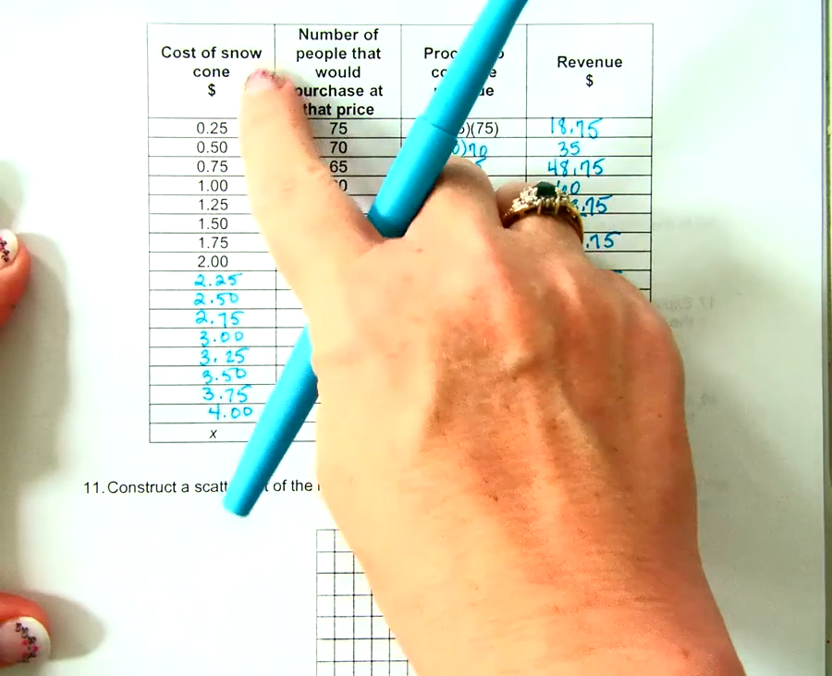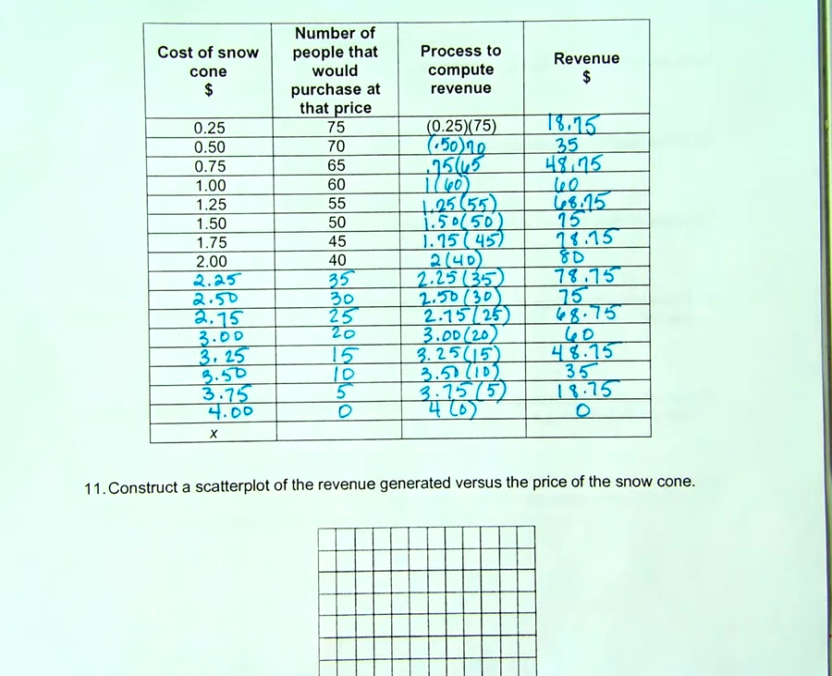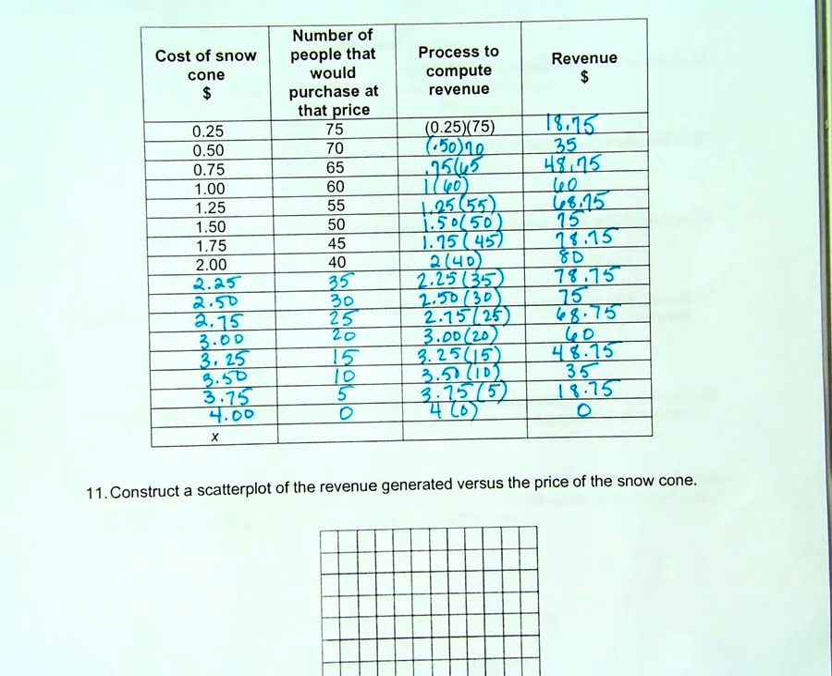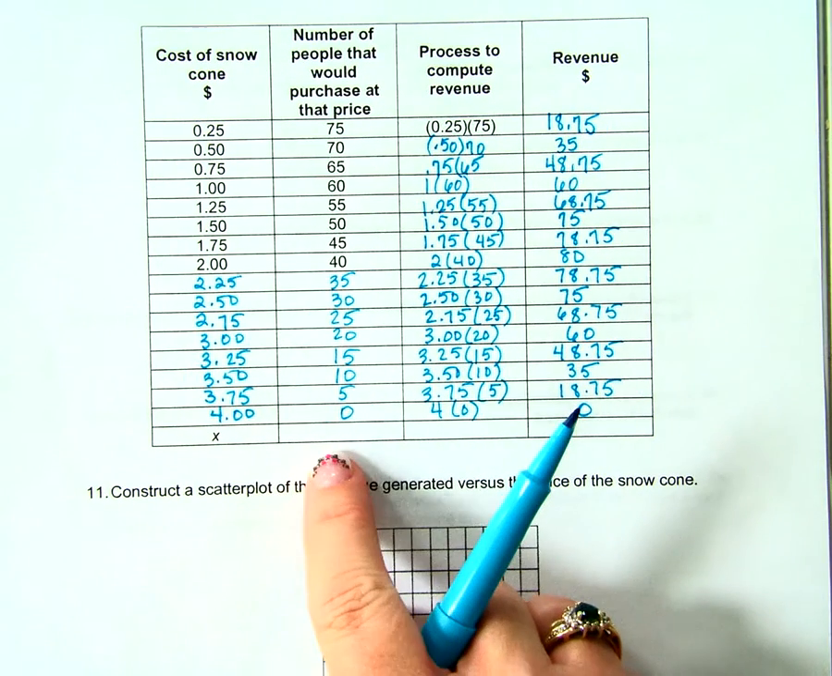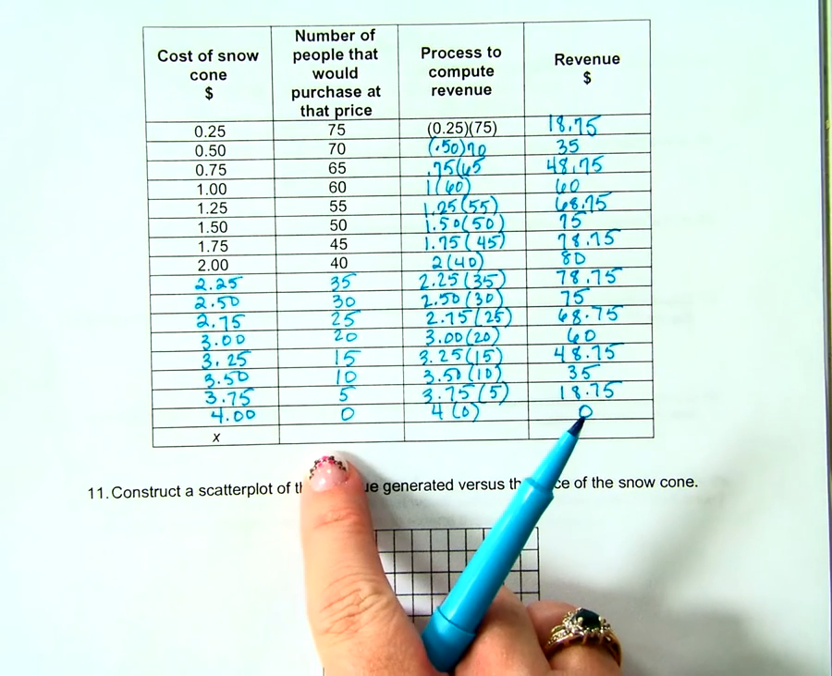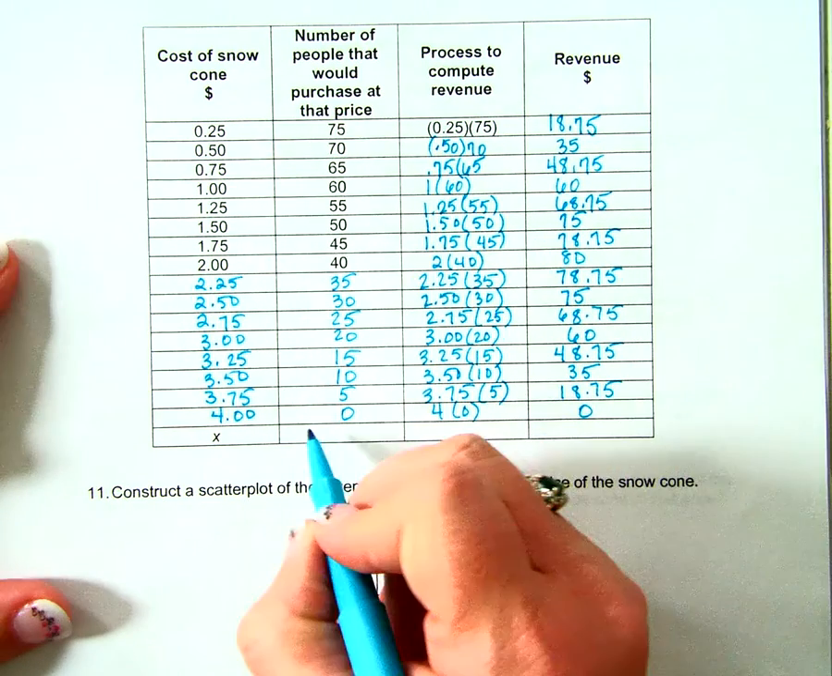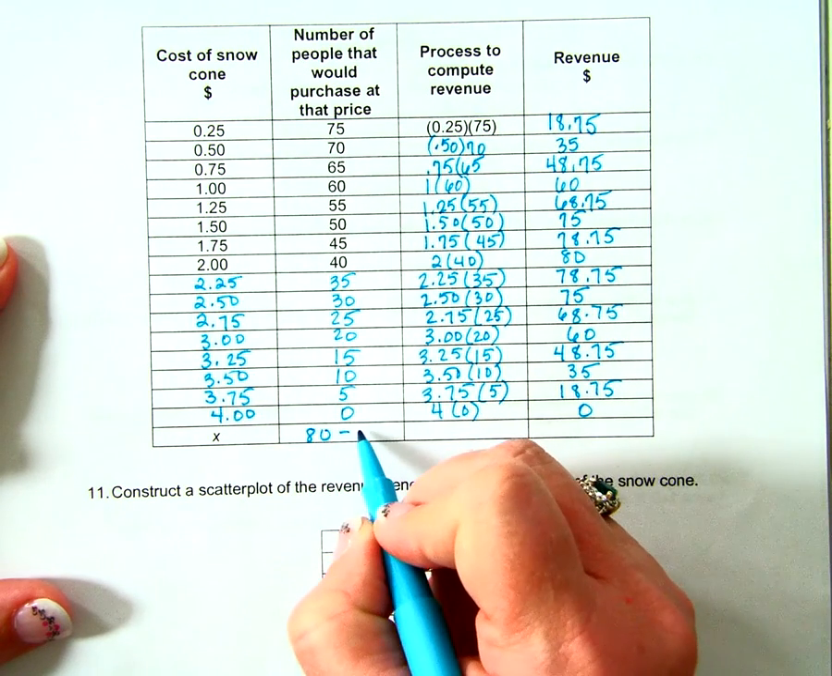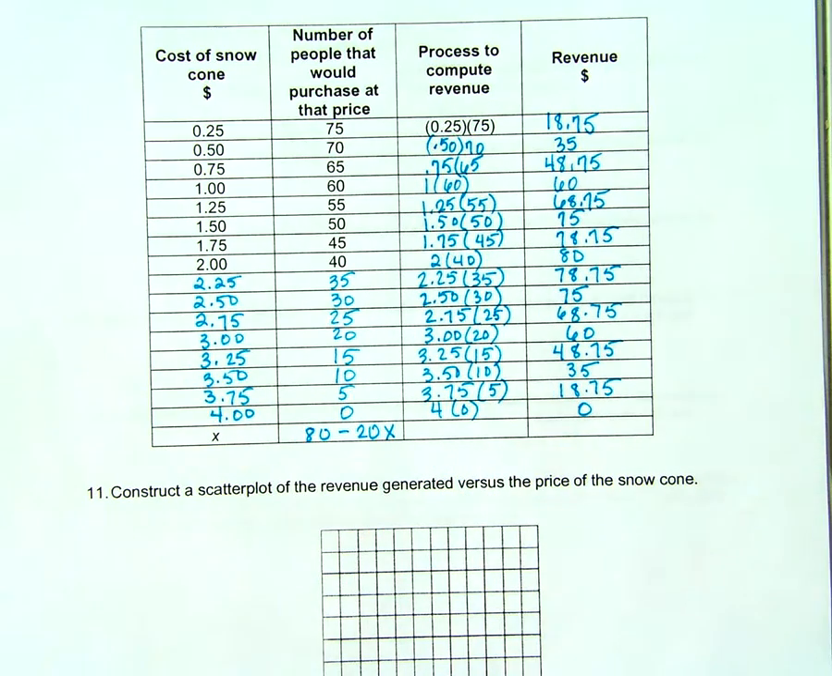So the cost of the snow cone is x dollars, correct? What did we figure out yesterday that the number of people that would purchase at that price would be? What's this? You remember? Which one was it? 80 minus 20x, right? How could you know that if you didn't remember it? Look back at yesterday's table.